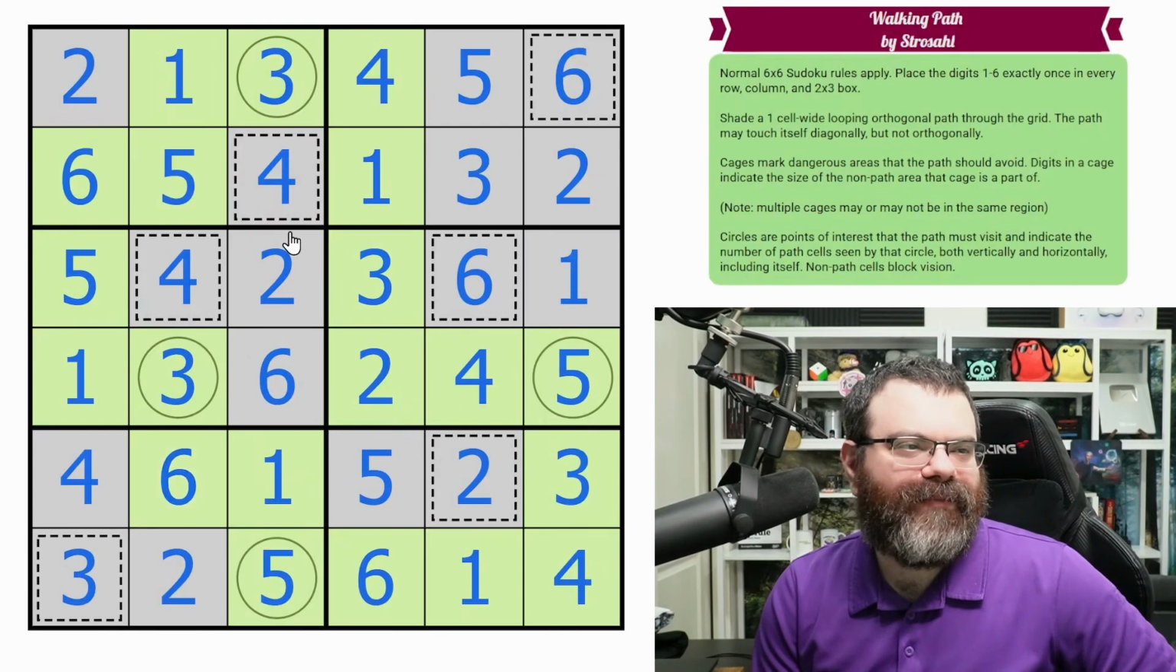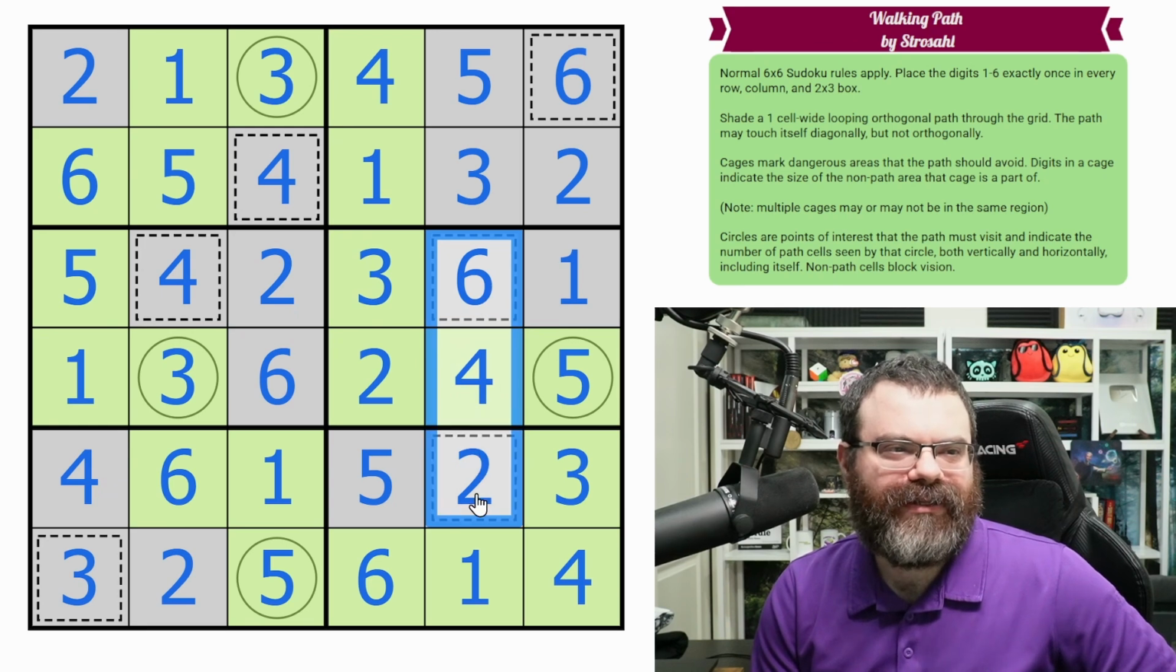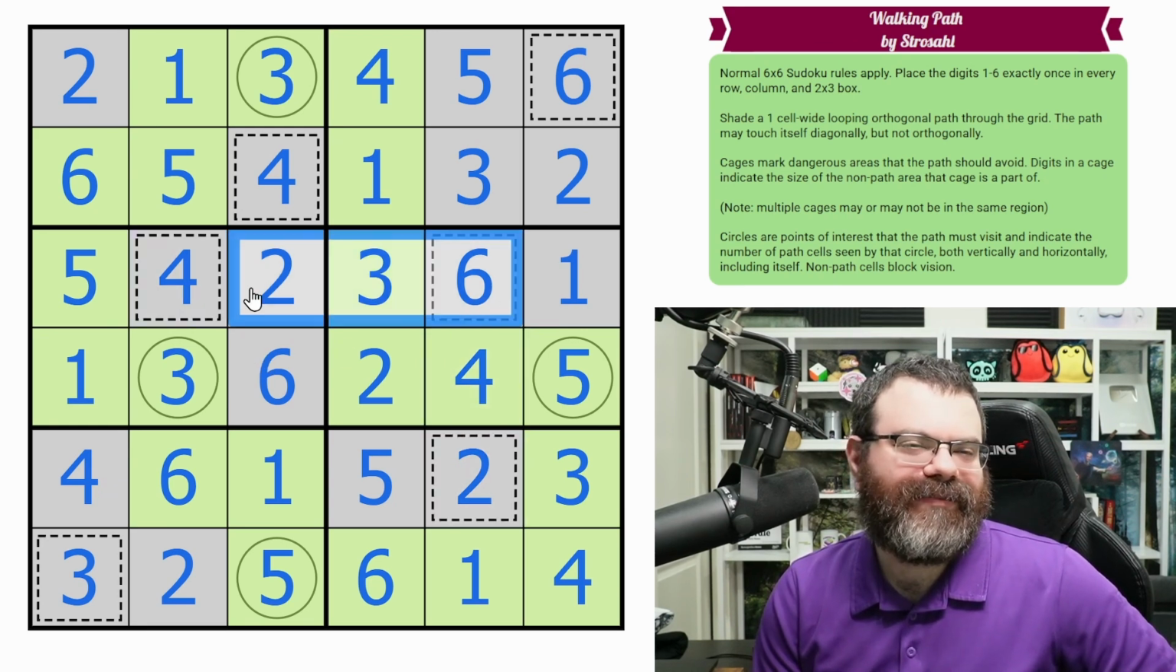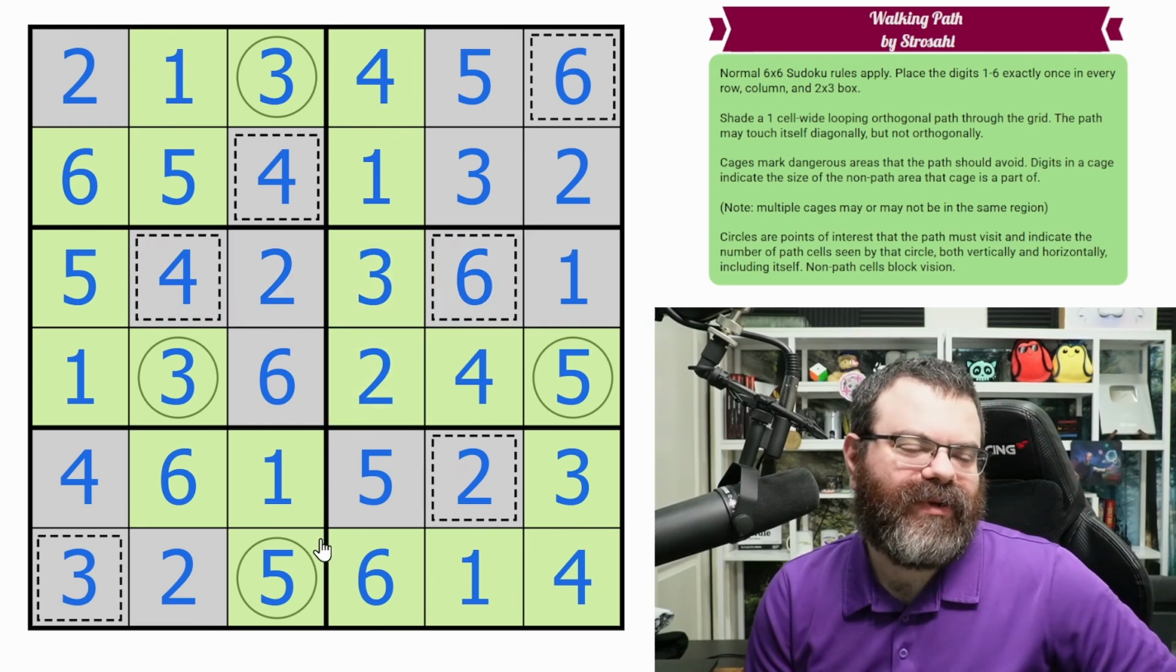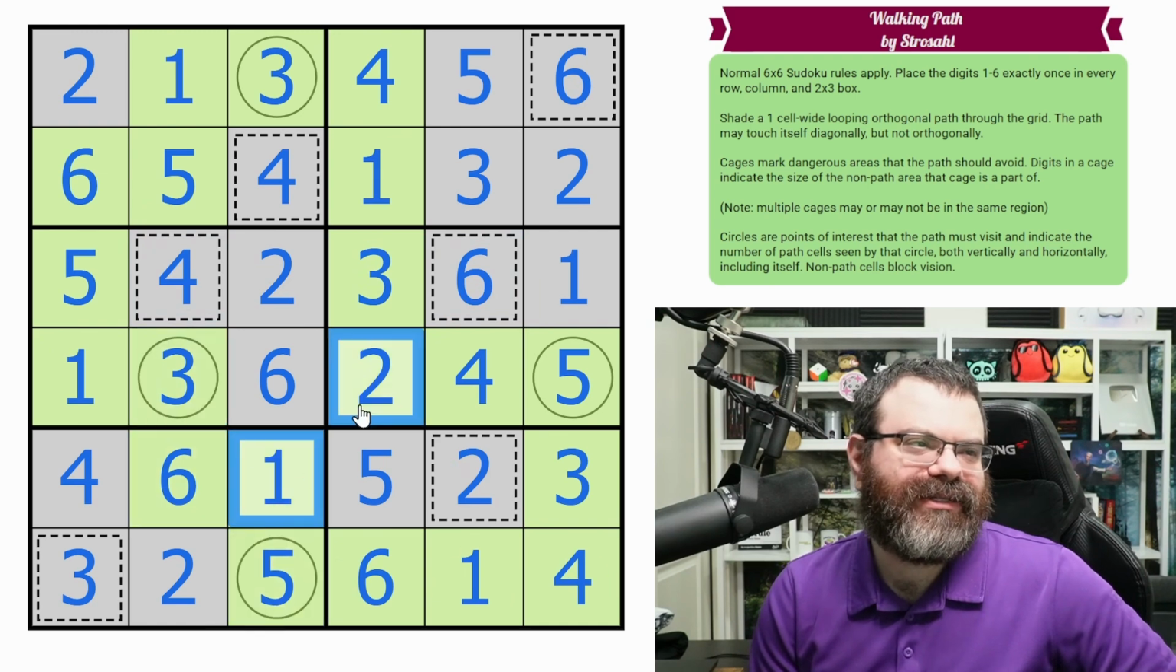I enjoyed the logic of not being able to, like, there were a few places. We were introduced to it right away where we couldn't connect these two grays together. And then later, at the end of drawing the path, we couldn't connect these two areas together. Lots of corner logic as well. I enjoyed that. This was a nice path, and it does touch itself diagonally.